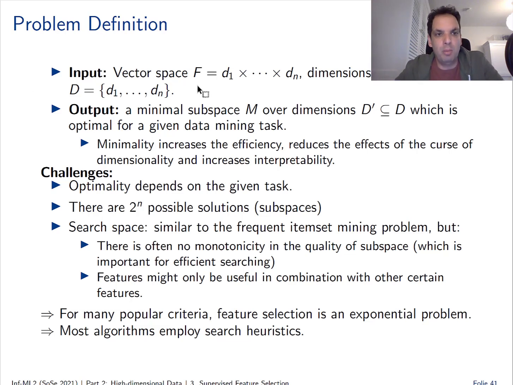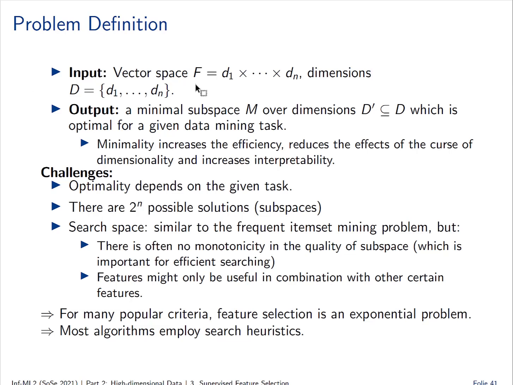So here is the problem definition. We have as an input the vector space that we're working on. That is a feature vector space of n dimensions. Sorry, not d dimensions, n dimensions. So the features are d1 to dn, and what we want to have is a minimal subspace over these prime dimensions, which is a subset of d, which is optimal for a given data mining task.